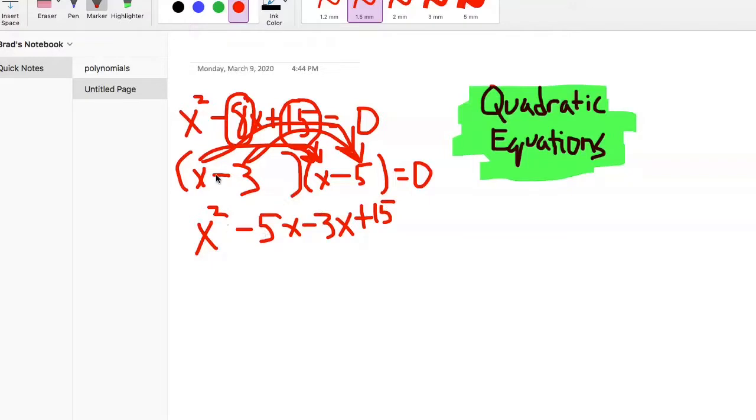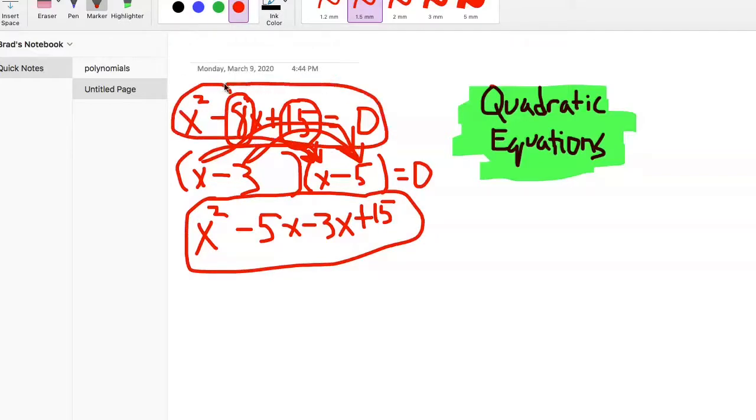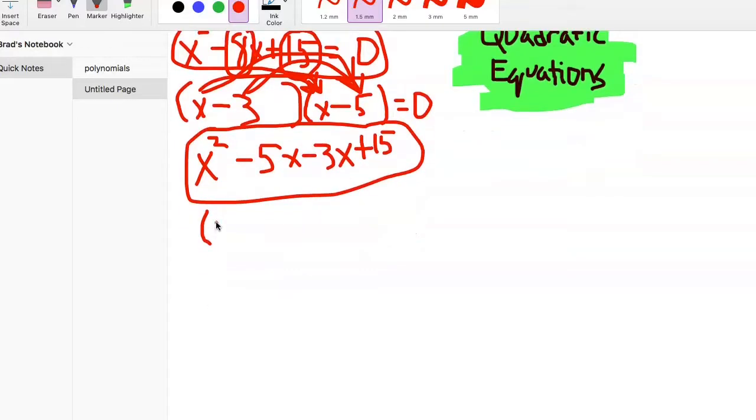So this thing right here and this thing right here are the same, right? x squared, negative 5x minus 3x is negative 8x. So x squared minus 8x plus 15. Okay, so now we still need to find an answer, right? Just to write it again, because I've got arrows and stuff all over the place, I've got x minus 3, x minus 5 equals 0. Okay, so we've done it right so far.